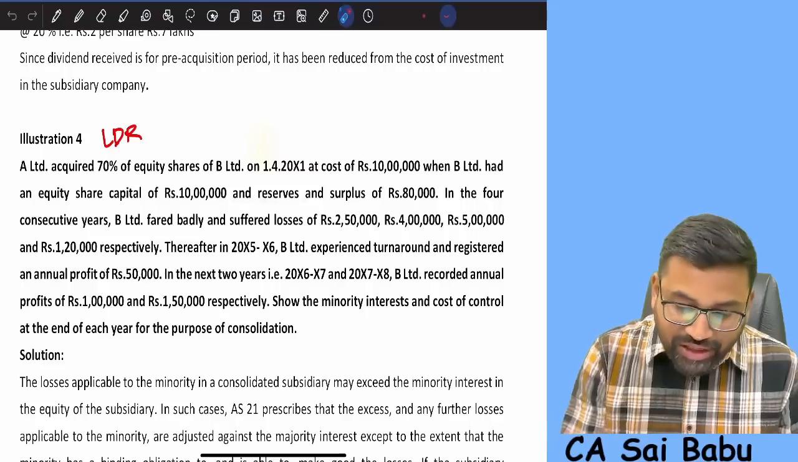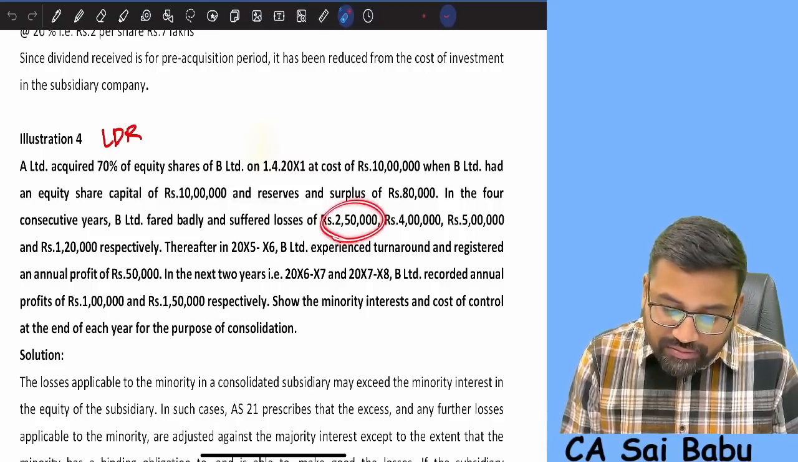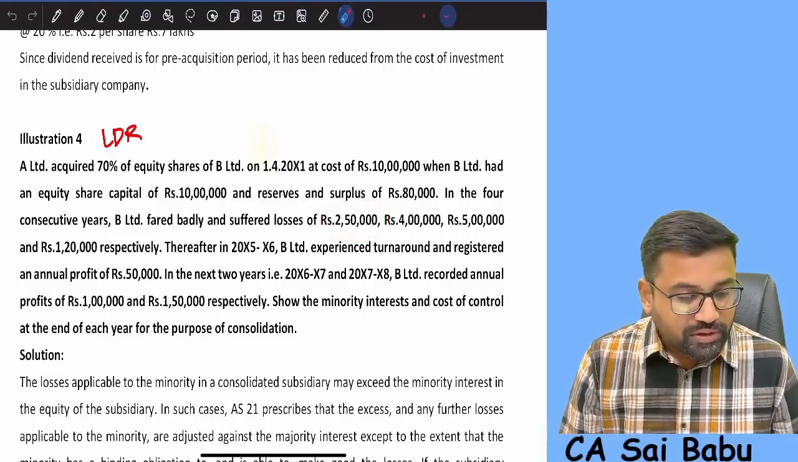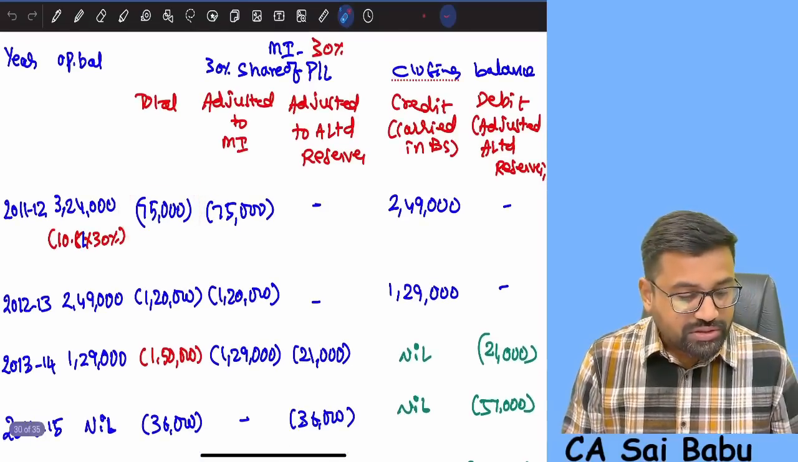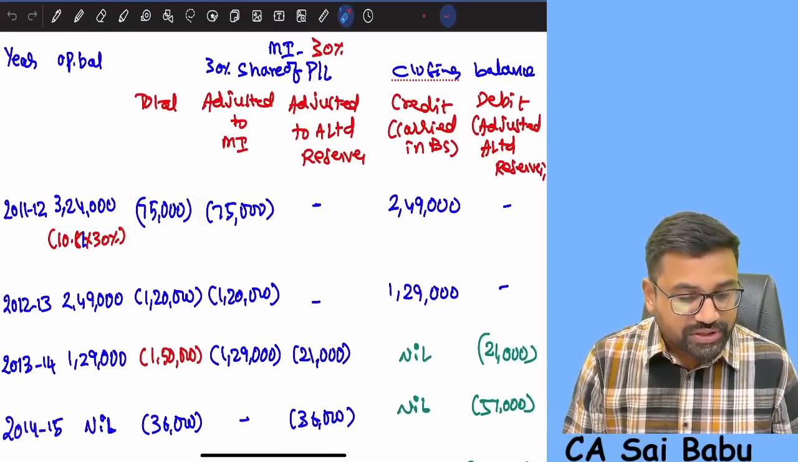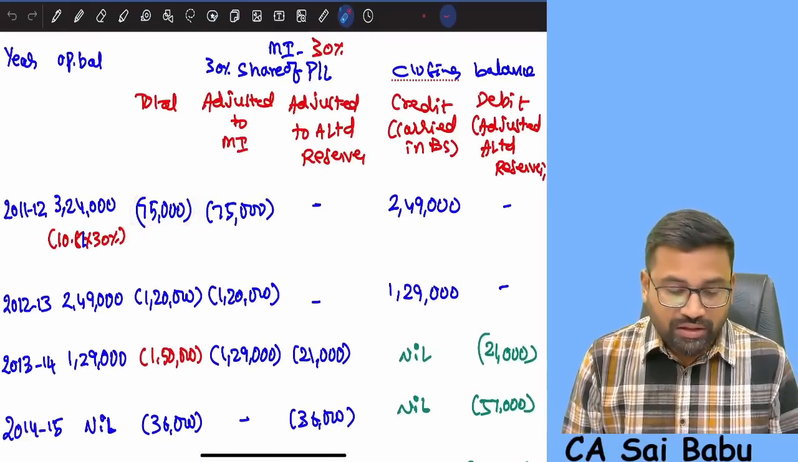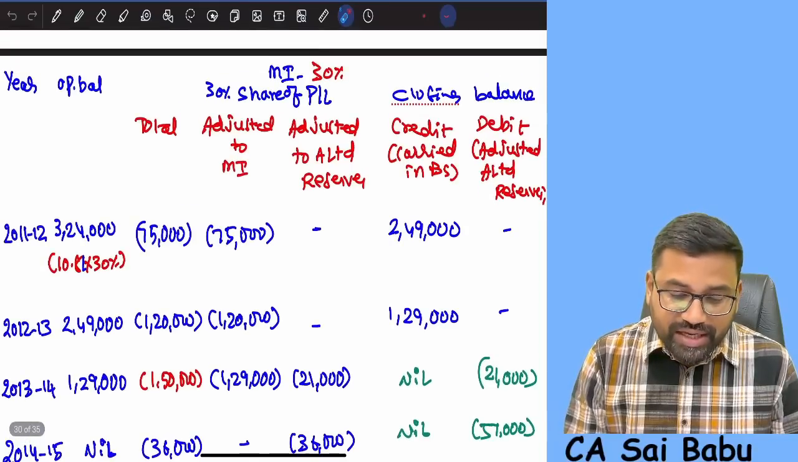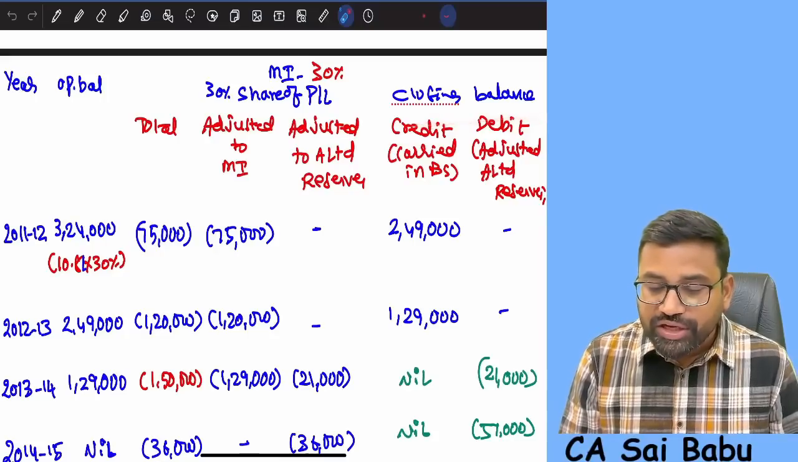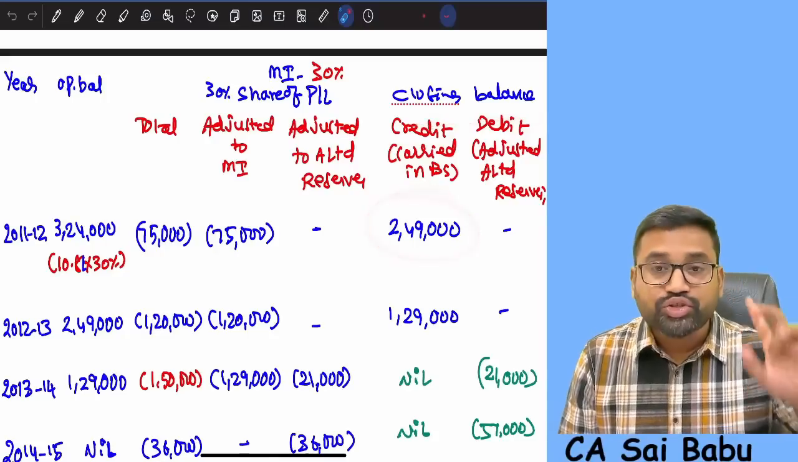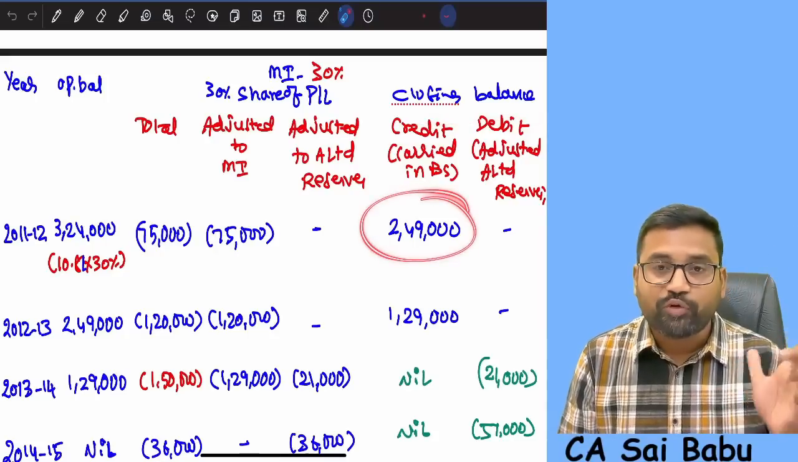Now in the year 11-12, you see there is a loss of 2.5. In this loss, what is the share of the minority shareholders? 2,50,000 into 30%, 75,000 loss. So that means the minority interest balance is adjusted to 2,49,000. So the closing minority interest credit balance, which is shown in the consolidated balance sheet, is 2,49,000.